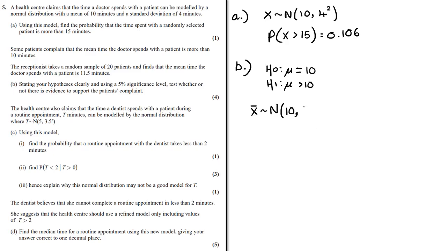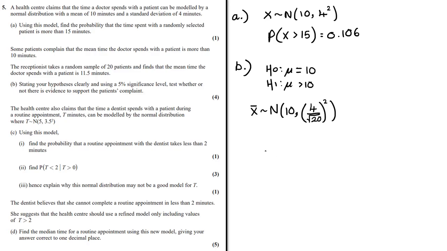So this is going to be 4, and we divide this by the square root of n. So for this sample here, that was a sample of 20 patients, so we divide this by the square root of 20, okay? And we square all of this, because this is the variance. Now, obviously, you could write this as 16 over 20. You can do that if you prefer. It's completely up to you, but I'm just going to keep it like this for now.